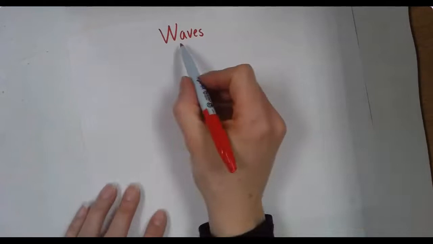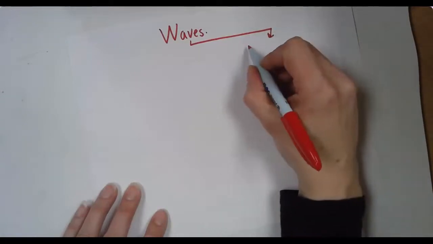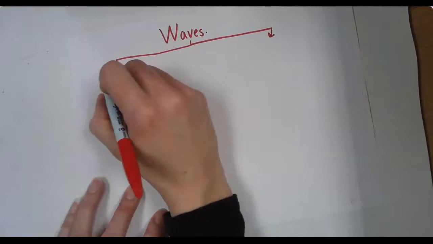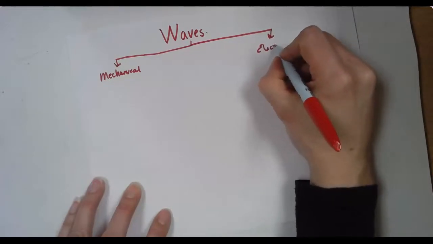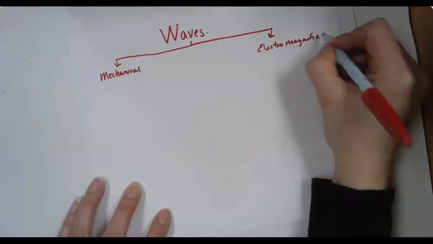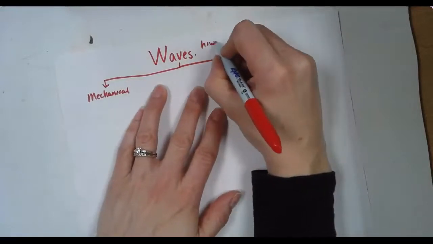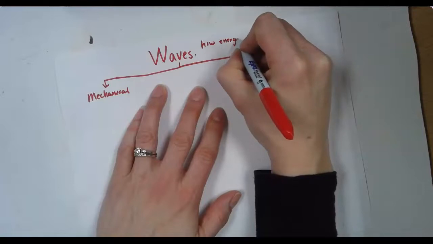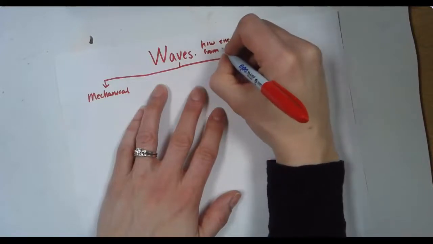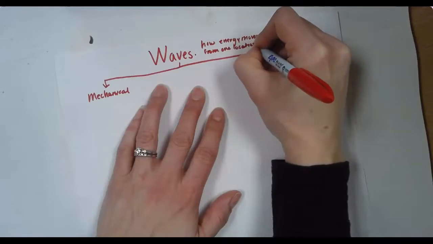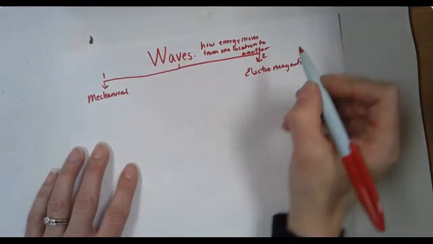So waves can be broken into kind of two categories. They are mechanical and electromagnetic. And then maybe we want to put something up here. What are waves? Waves are how energy moves from one location to another. And there are two types of waves.